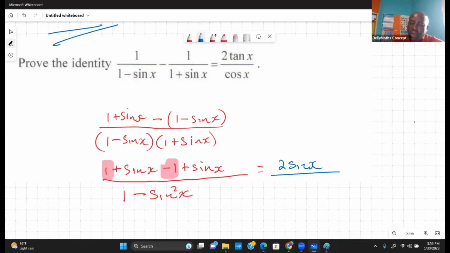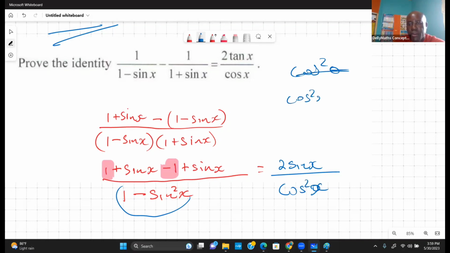Now I have 1 minus sine square x, but recall that we just used this for cos square x, right? So cos square x is the same thing as 1 minus sine square x. So we're going to sub that now. So this becomes cos square x. It's coming from the idea that cos square x plus sine square x is 1. So you could see where cos square x is the same thing as 1 minus sine square x. So we're taking it like that.